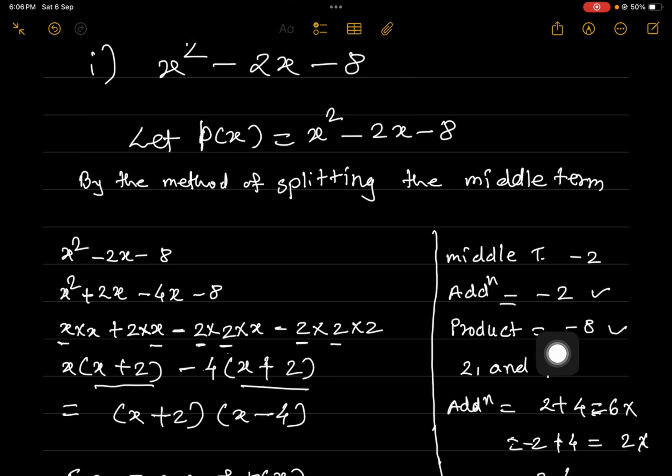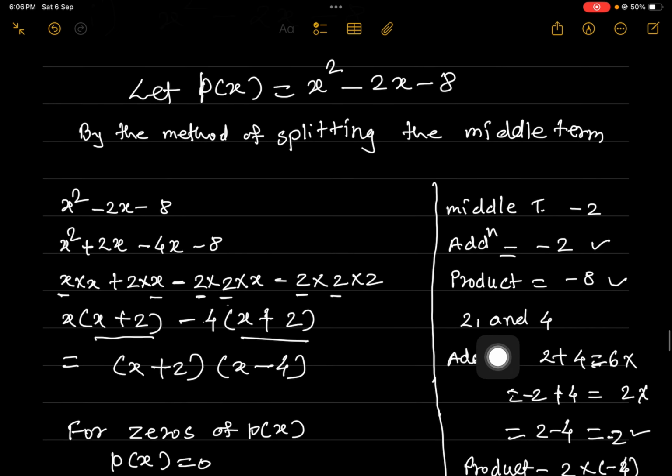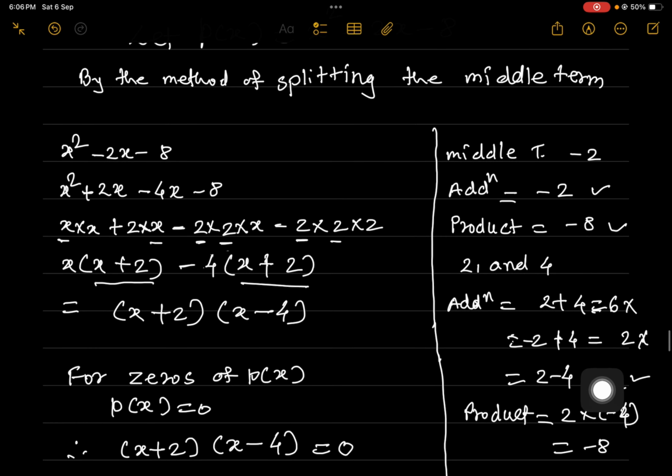See, the product I have written here is minus 8 and the addition is minus 2. Why minus 2? Because we have to see the middle term, which is minus 2x. So their sum we have to consider as minus 2, and we have to find two numbers. What are those two numbers? Here 2 and 4, whose product is 8 in magnitude and addition should be minus 2. So 2 and 4 I have given here.